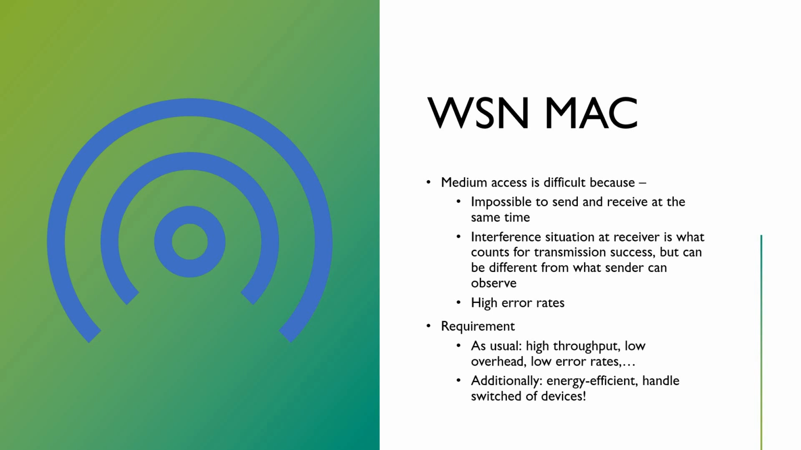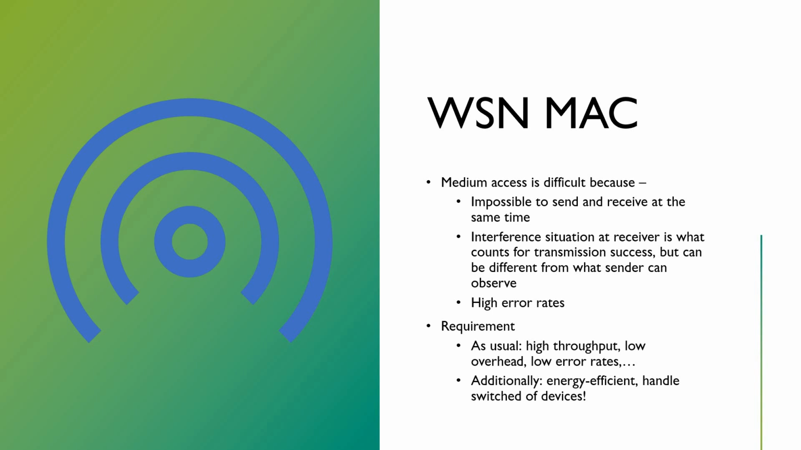Medium access in wireless sensor networks is difficult for various reasons. One is that it's impossible to send and receive at the same time because there's only one transceiver in a wireless sensor node. If you remember, we read the different components of a wireless sensor node, and there were four necessary components, one of which was a transceiver. And a transceiver means it can receive and transmit using the same antenna.